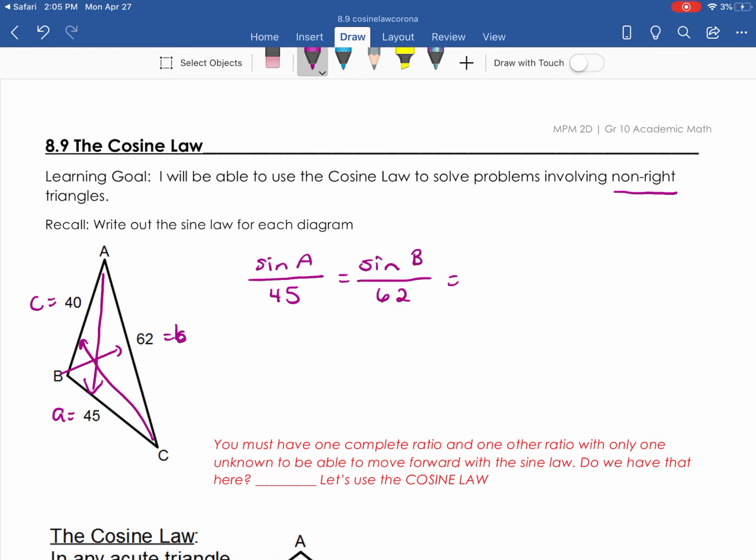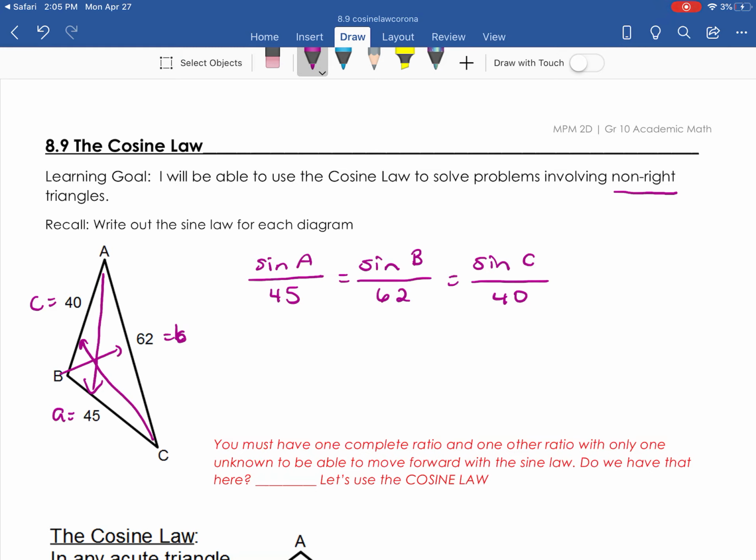And then if you try to do the sine law, sine of angle A over its side 45, sine of angle B over its side 62, and sine of angle C over its side 40, then we do not have a complete ratio. You must have one complete ratio and one other ratio with only one unknown to be able to move forward with the sine law.